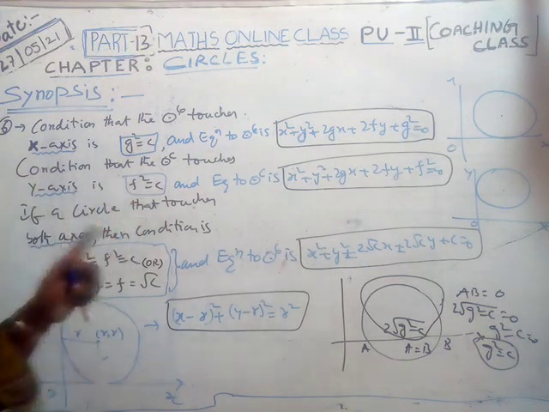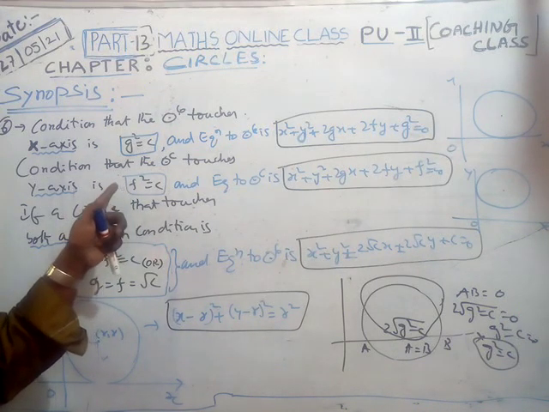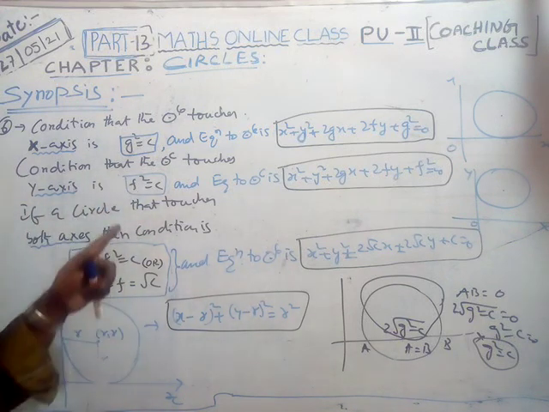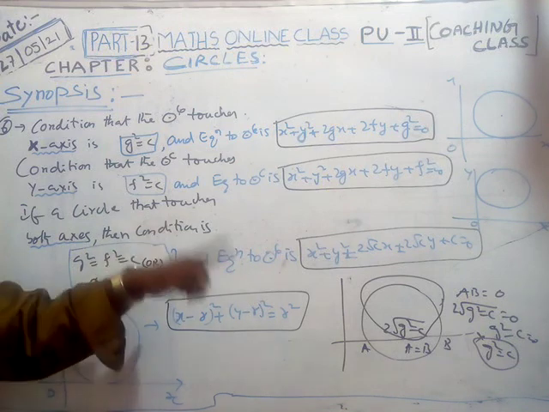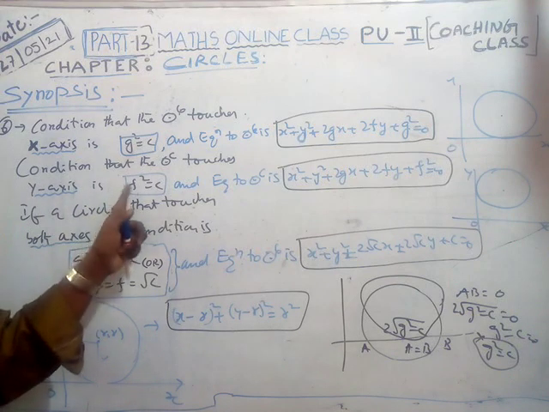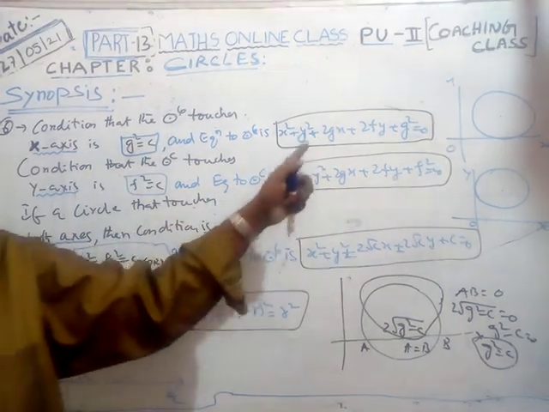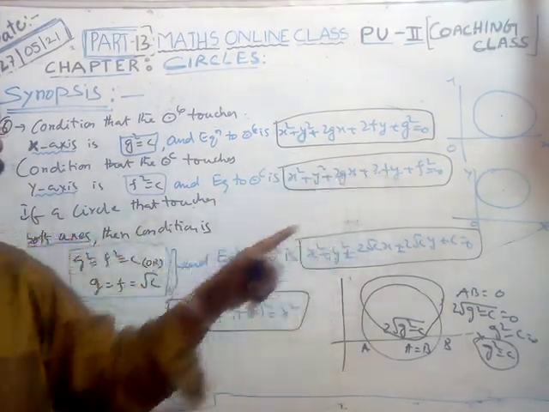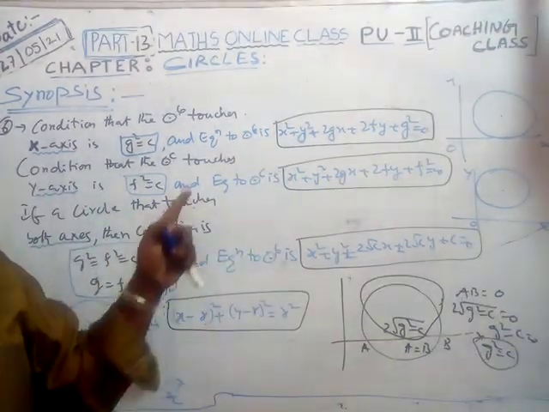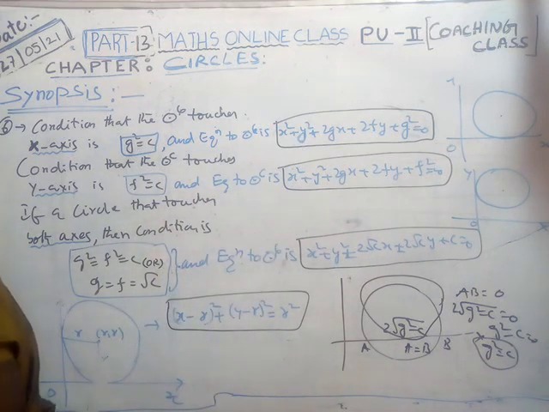Whereas the condition that the circle touches the y-axis is f square is equal to c, because the y-intercept of a general circle is 2 root of f square minus c, as we know from the fifth point. So there also C and D will coincide. Then only the circle touches the y-axis. So the condition is f square is equal to c, and its equation is x square plus y square plus 2gx plus 2fy plus c is equal to 0, where c is f square. If c is equal to f square, then the circle touches the y-axis.